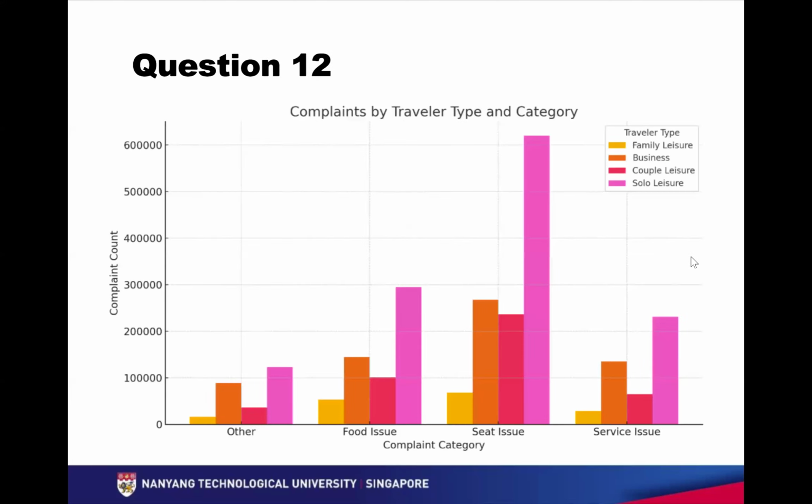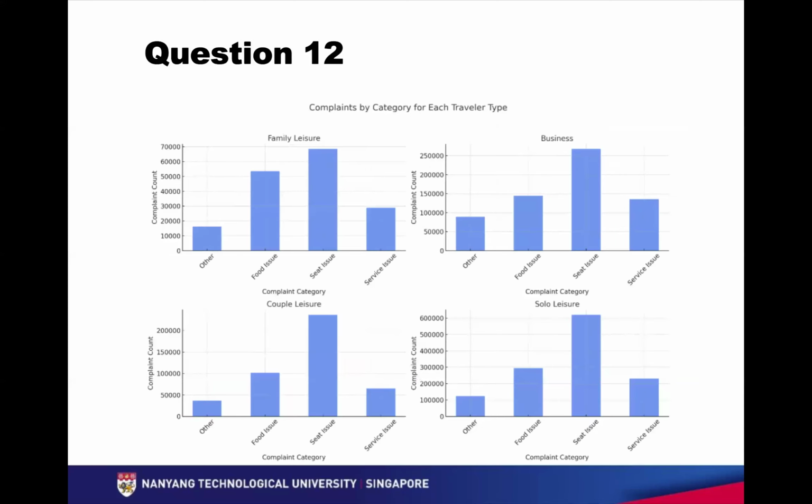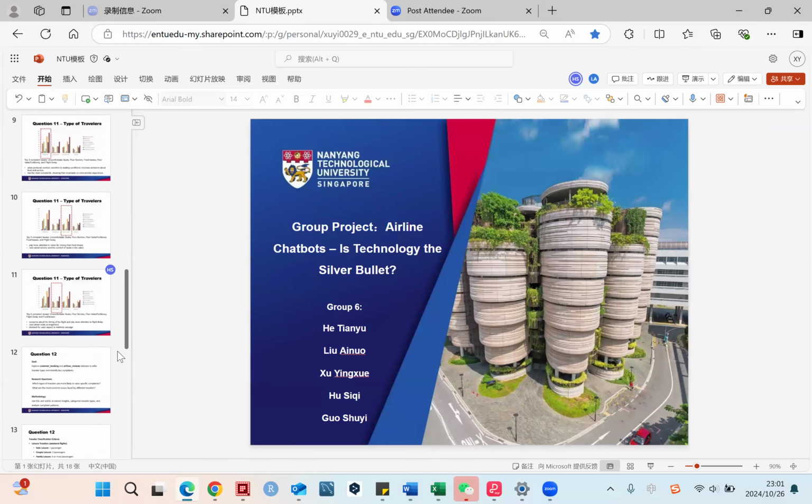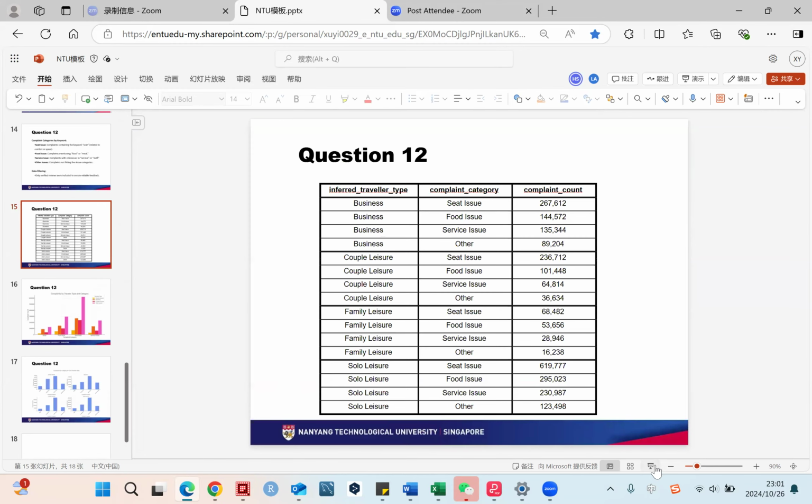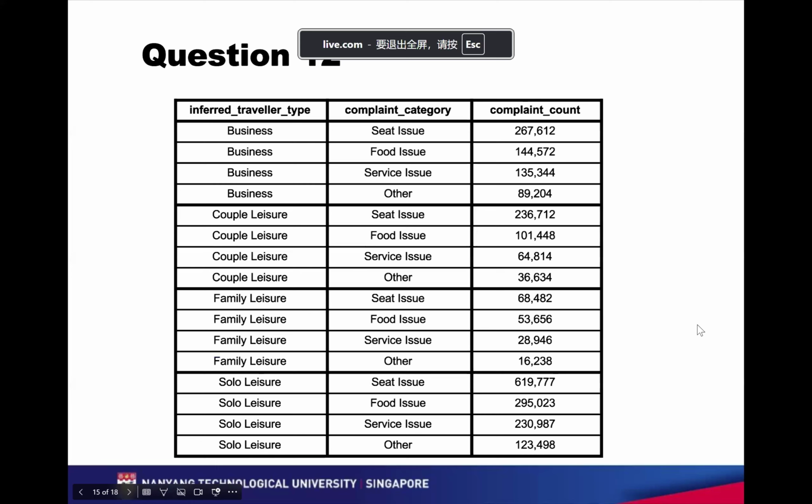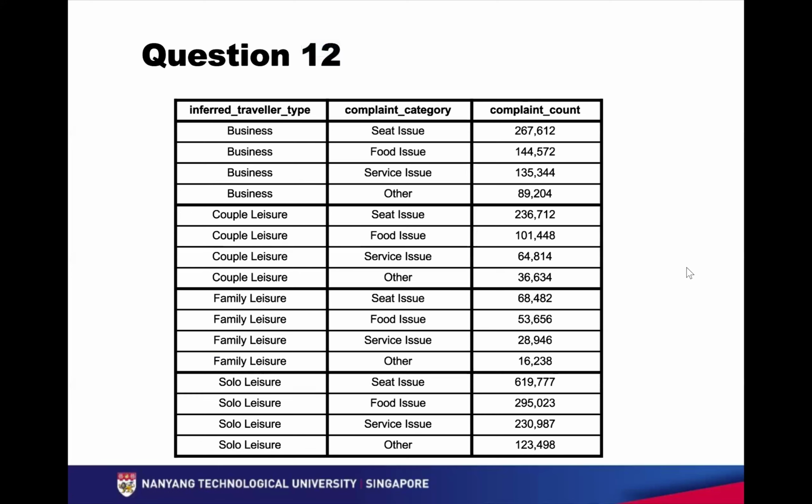Yeah, okay. Thank you, Ainu. Now I will go on to this topic, and we can move on to the forward page. Based on the logic introduced by Ainu, we have produced this chart with the SQL and NoSQL grammar. As we can see, we have linked the travel type to the complaint category, and then we got the complaint counts. Now we can move on to the next page.